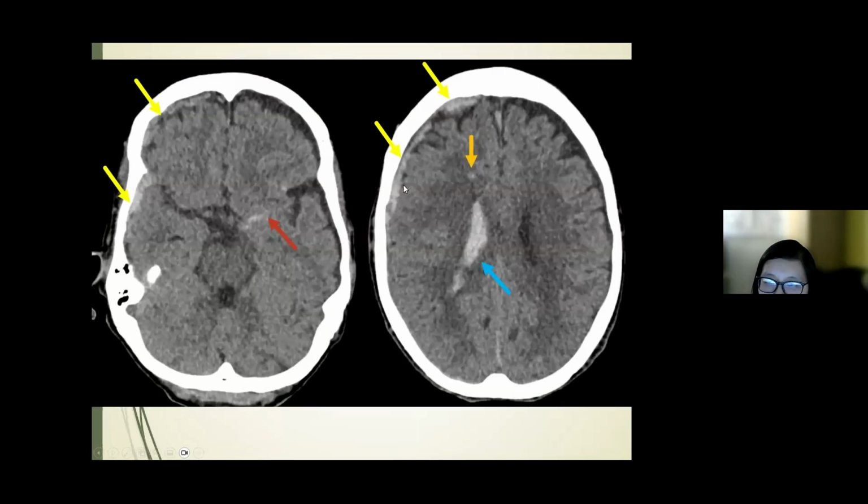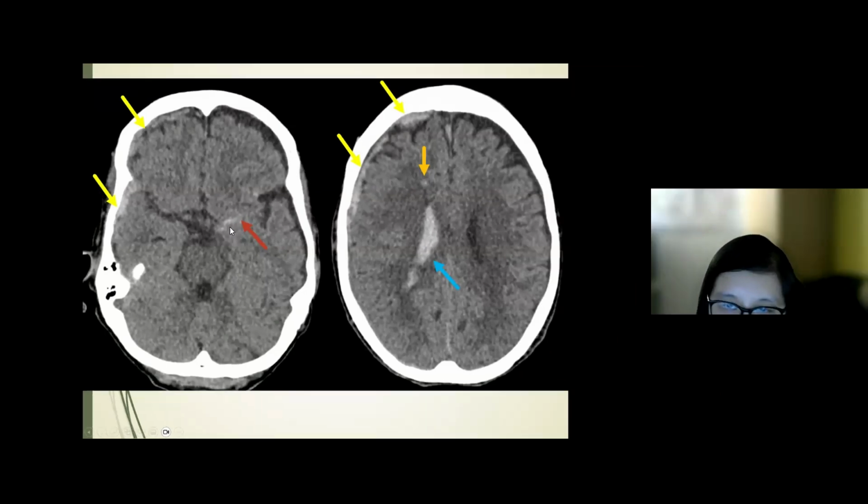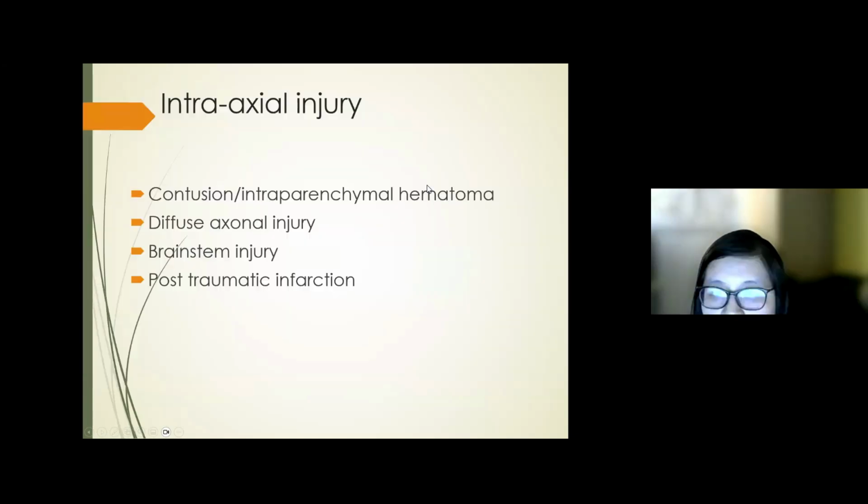And of course, we can see other types of hemorrhage. We can see there is a right subdural hematoma, and we have a left subarachnoid hemorrhage in the sylvian fissure, and there's a small hyperdensity in the right frontal, and this is a brain contusion.